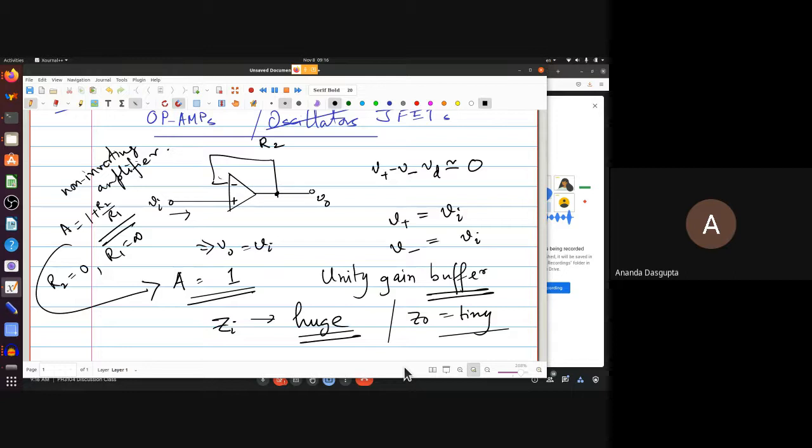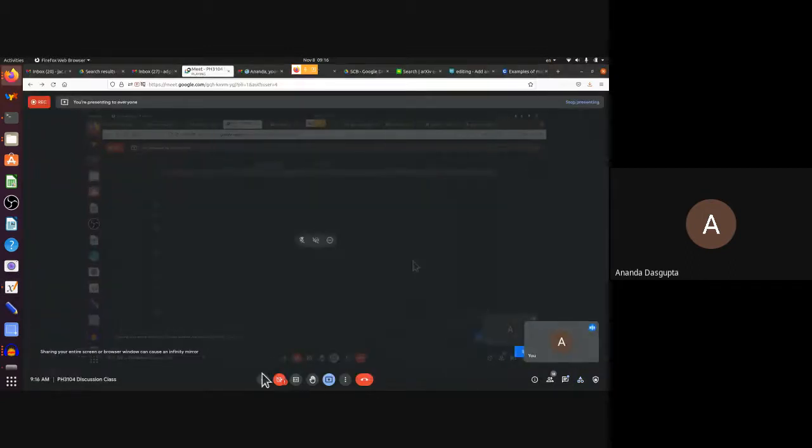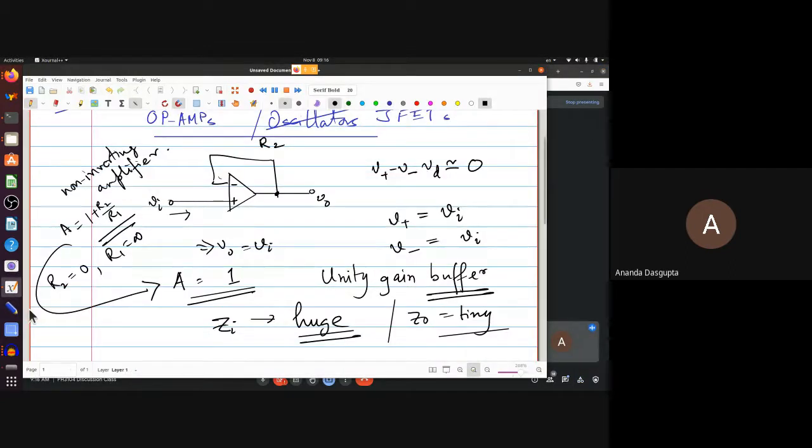So what you have here is a circuit which does not change the voltage at all. VI is the same as VO. So no advantages as far as gain is concerned. It is exactly unity gain. That's part of the name. But it has a huge input impedance and a tiny output impedance. So why is that a useful thing?